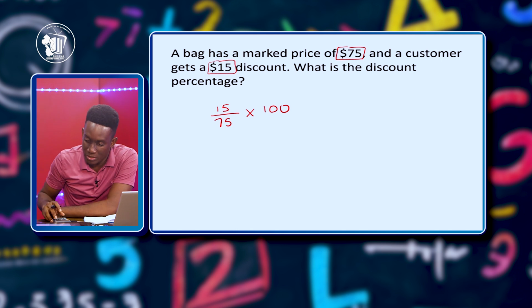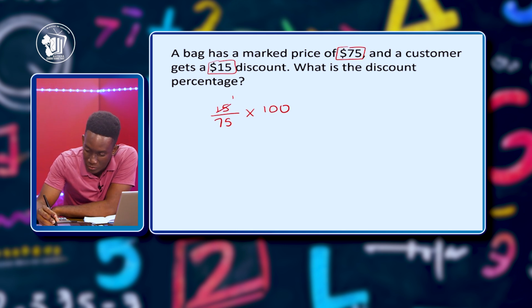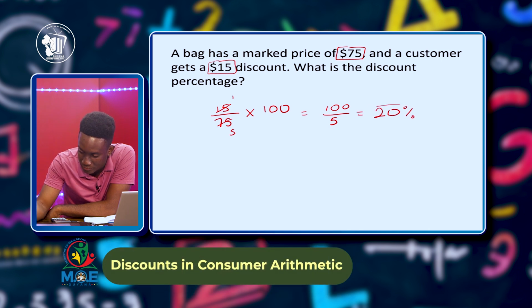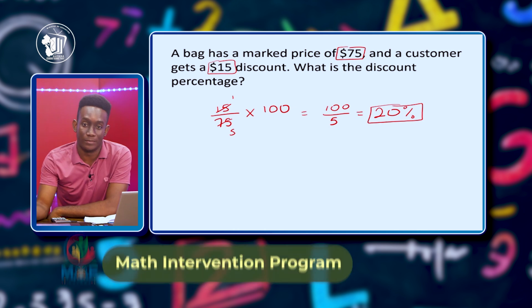So we can simplify: 15 divided by 75. 15 into 75 would be 5. So we're left with 100 divided by 5. We divide 100 by 5, and we get 20%. So the discount percentage would be 20%.